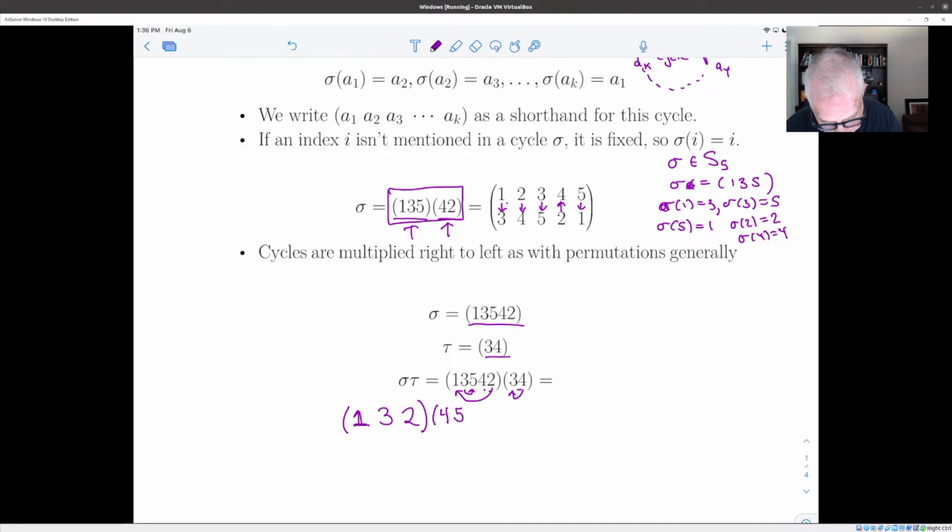And then the second permutation, the one on the right, doesn't move 5. So we just look at the first one and we see that 5 goes to 4. And that closes this cycle. So we've managed to write the product of (1 3 5 4 2) times (3 4) as the product of cycles. The first one cycles 1, 3, and 2 around, and the second one exchanges 4 and 5.